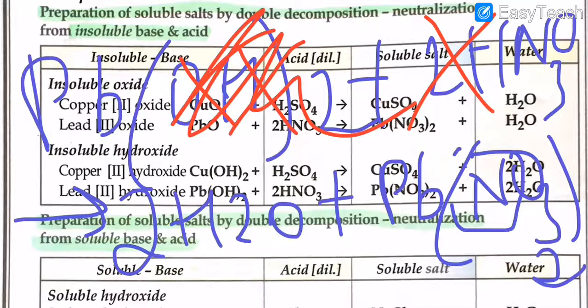Fine. So these were your neutralization reaction examples, where two compounds undergo a double decomposition reaction, one of them a base and one of them an acid, giving salt and water. Alright. Then preparation of soluble salts by double decomposition neutralization again. So for these last two, let's take two more examples given below right over here.